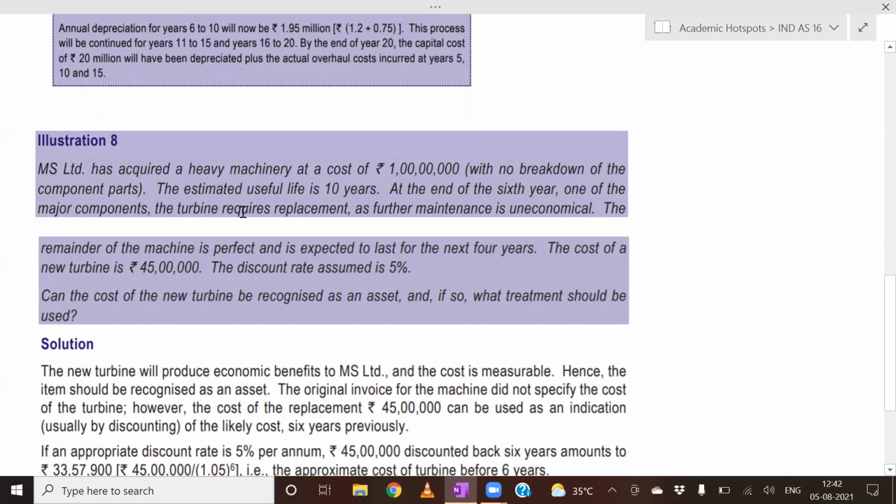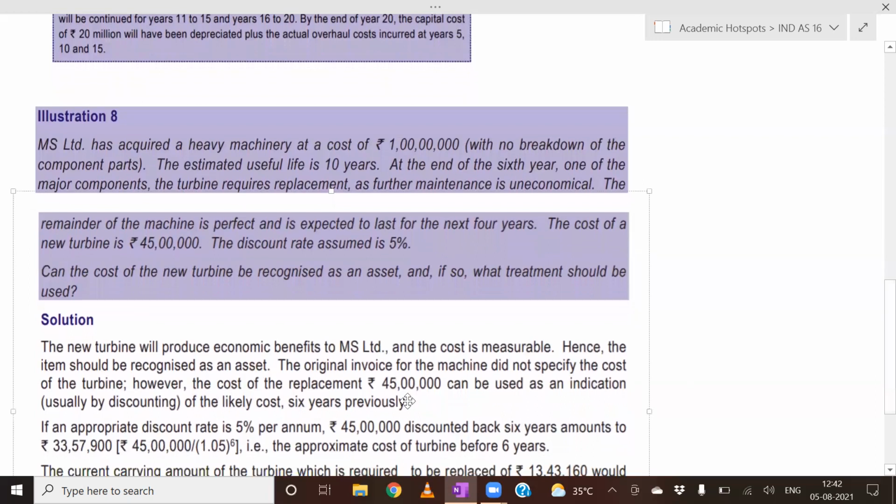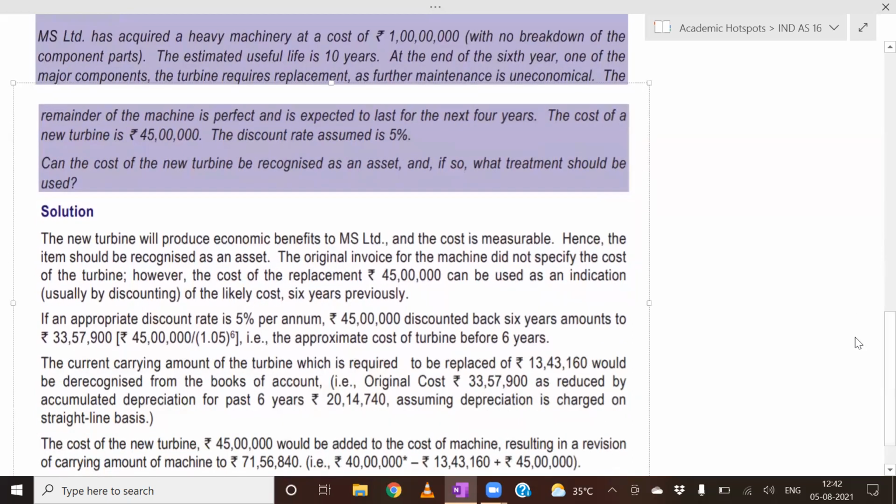It is pretty simple. You know the value in the present day's figure, which is 45 lakhs, and you're given a discounting rate. So here you're going to use the concept of discounting back. So now you'll be discounting it back 6 years and find out the value at the beginning, which amounts to 33,57,900. This is an approximate figure after having discounted the amount. And this value would have been the balance 6 years ago when you bought the asset. In which case, after having depreciated it for 6 years, you would have a balance of 1343160. So this should be the current carrying amount of the turbine that would have to be de-recognized.